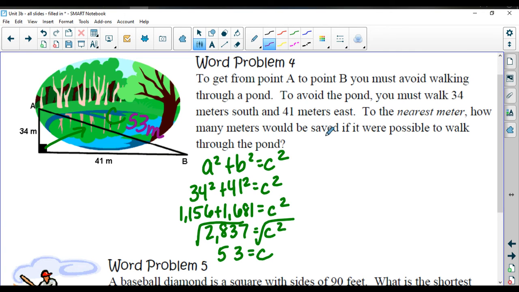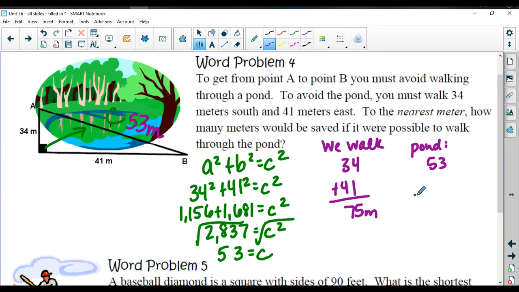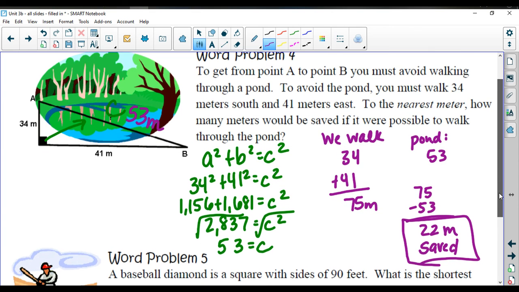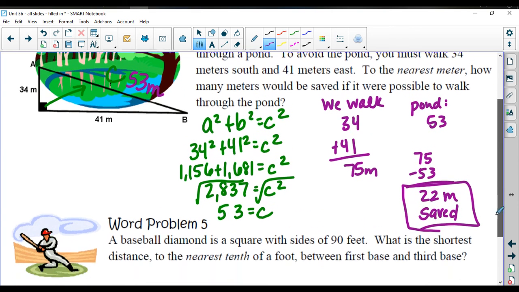So how much could we save if it were possible to walk through the pond? So we walk 34 plus 41. So we end up walking 75 meters. If we go through the pond, it would only be 53. So the difference between those is 22 meters saved if you could actually just walk through the pond. I guess if you had a good pair of boots and some waders, you might be okay there. Depends how deep the pond is, though.